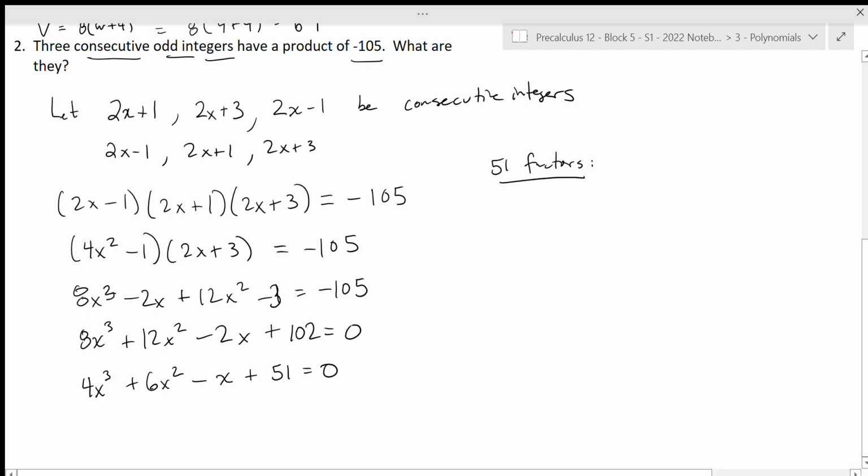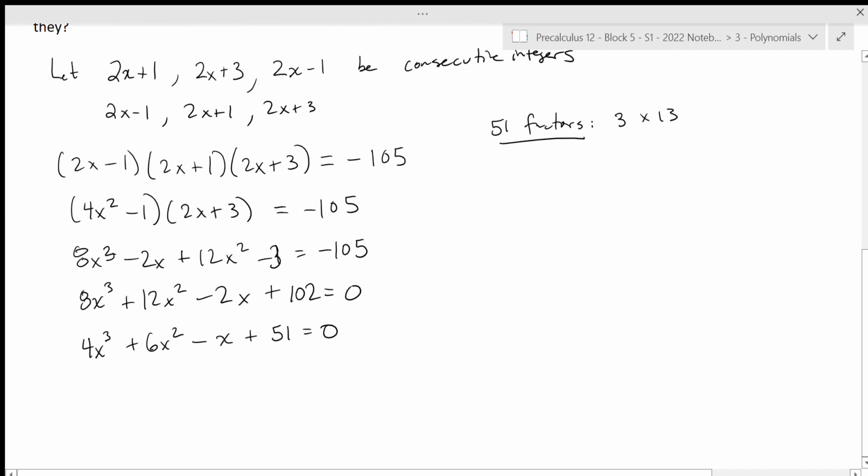So 51 is 3 times 13. So those are the factors I'm looking at. So remember, I'm not actually, and it could be over 4, I'm not actually looking for what x is. I'm looking for what my integers are. So let's go back. I'm just going to really quickly make sure I didn't make any silly mistakes here.